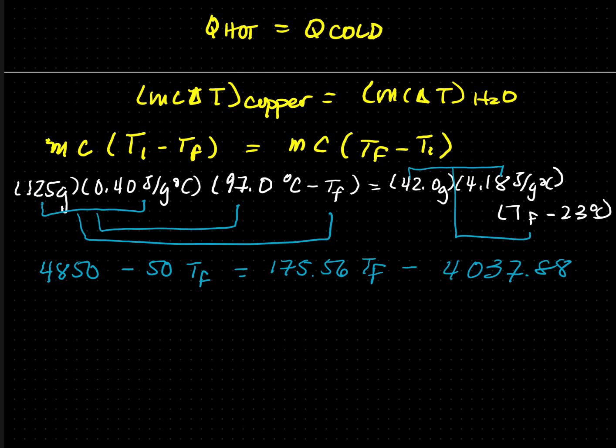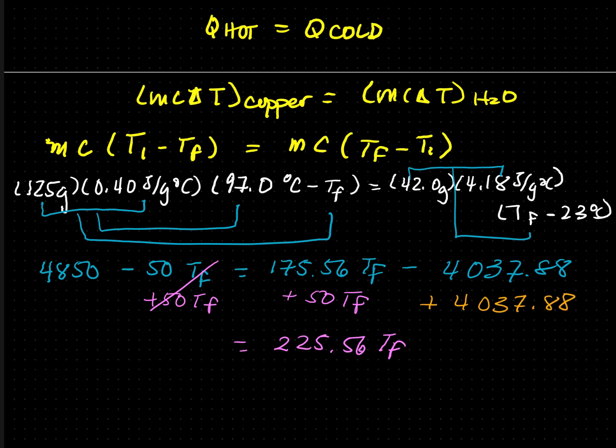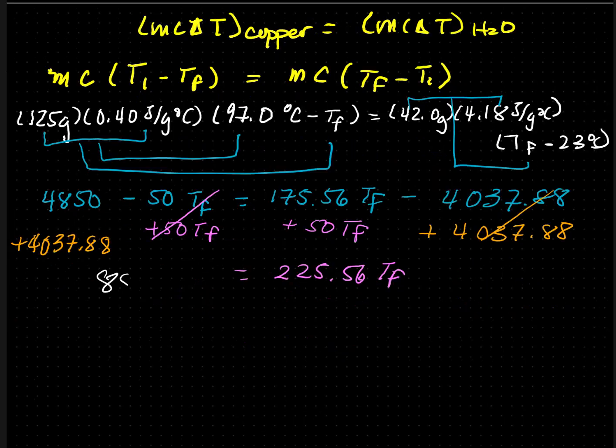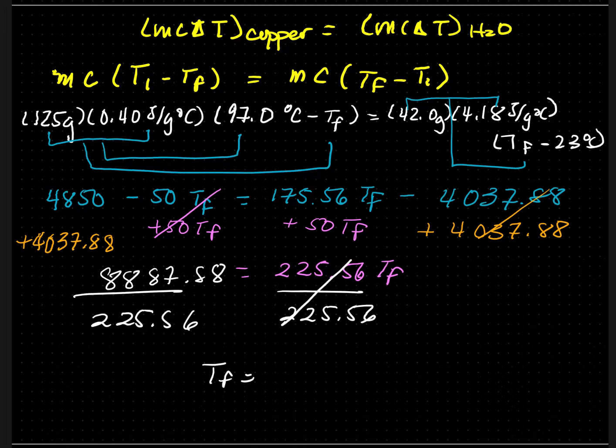Now you have to put all the T finals to one side and all the rest to the opposite side. I am going to move the T final to the right side to make it positive. So I'm going to add 50 T final to both sides. And when I do that, that cancels out. This equals 225.56 T final. I'm going to move the 4,037.88 to the opposite side, so that cancels out, and we can add 4,037.88. We have to get T final by itself by dividing both sides by 225.56. You get 39.4 degrees Celsius.